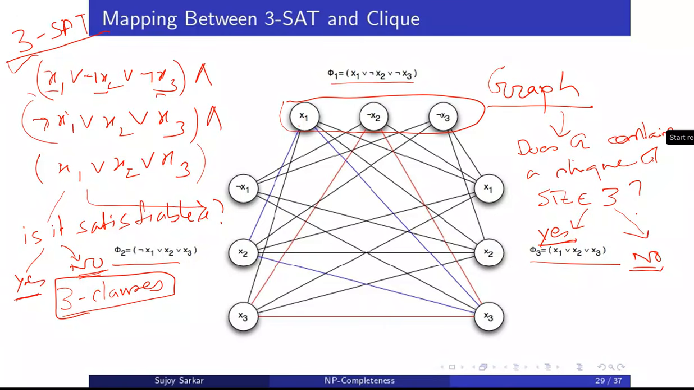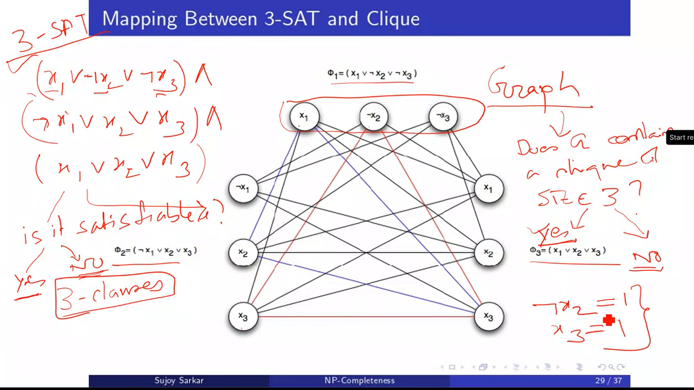Okay. So let's see, do we have a clique of size 3? Yes, suppose I take this one: not x2, x3, x3. These 3 vertices are connected, so this is a clique of size 3. Yes, it contains a clique of size 3. Then yes, this formula is satisfiable. For what values? We can take the nodes of the clique: not x2, x3, and the other x3. So actually only 2 unique literals, and we set them to 1. And for this, the formula will be satisfiable.